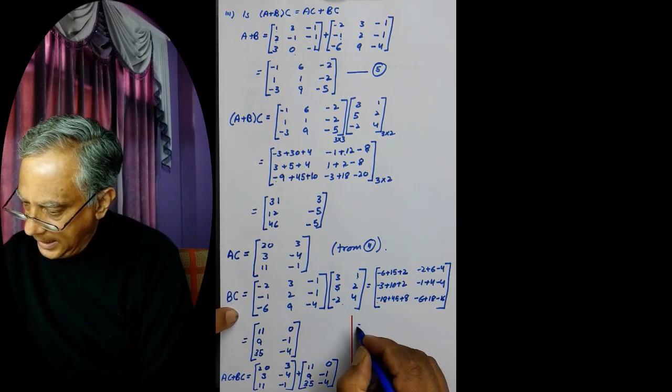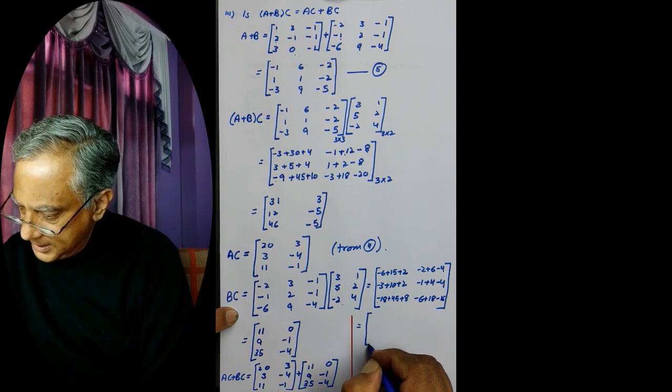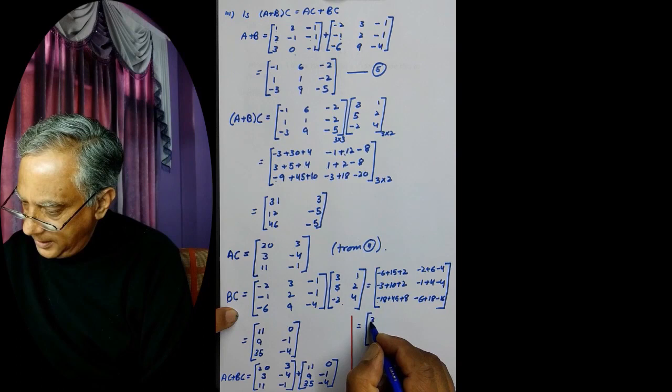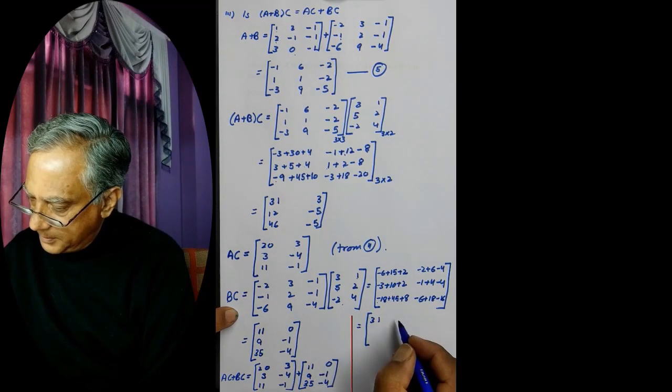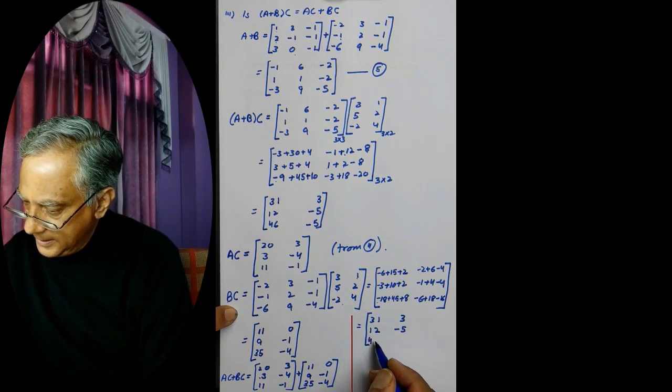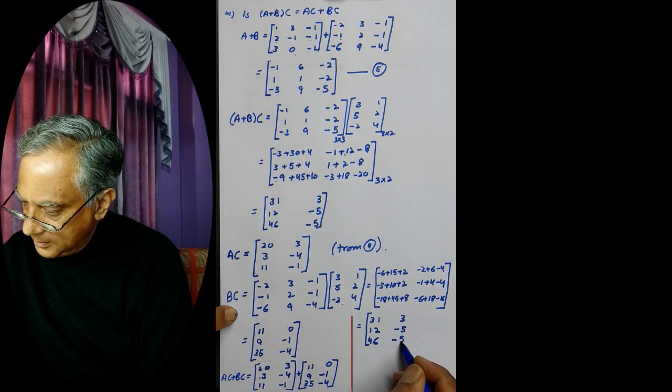And when we add these two matrices, we add the corresponding entries. This will be 31. This plus this is 3. This plus this is 12. This plus this is minus 5. This plus this is 46. This plus this is minus 5.